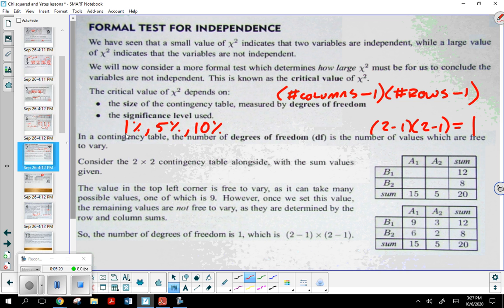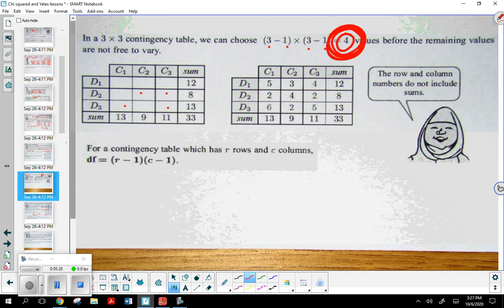Okay, you get one cell that you can choose the value, but then the others have to depend on that value you chose. And I think this is about where we got to last week. Here's a 3x3 where the degrees of freedom are going to be 4, so I could choose 4 cells to be whatever I want them to be. But then after that, starting with the 5th cell, it's going to depend on the values that I've chosen. It's no longer my choice.